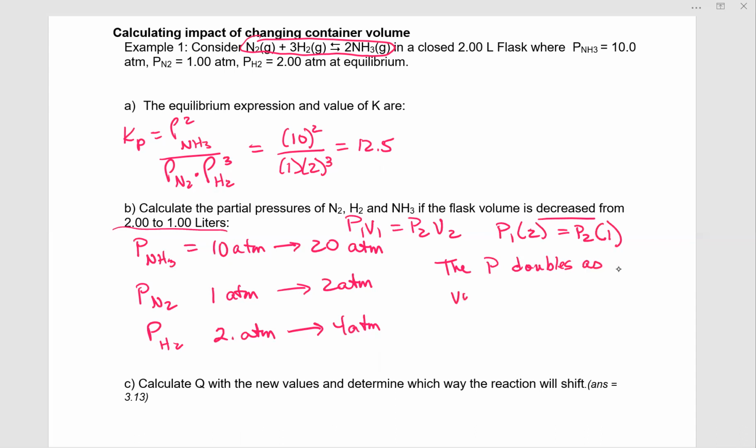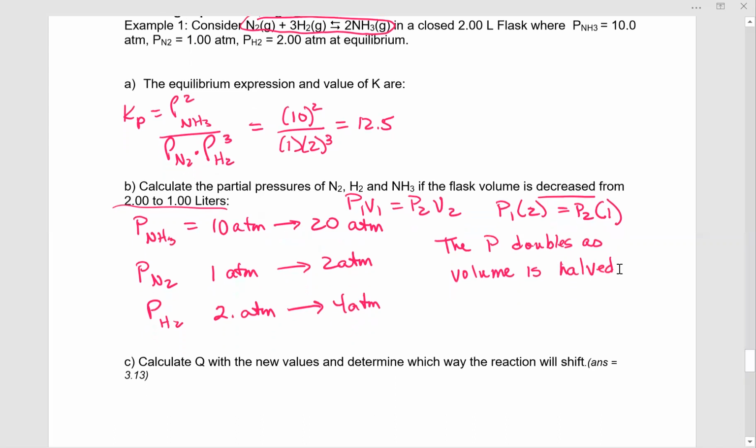As volume is halved. A little bit of review from your gas laws. Okay, now you're going to calculate Q with the new values and determine which way the reaction will shift.